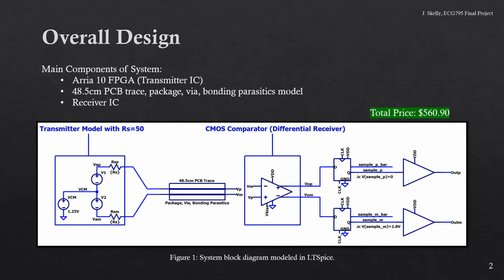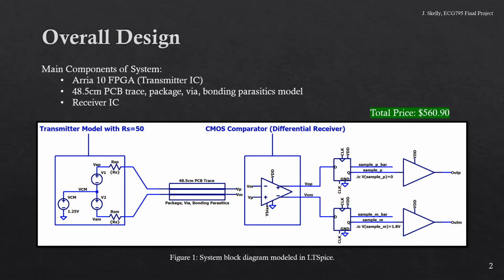Here we have an overview of the design at the block diagram level. There are three main components to the system. The first is the Arria 10 FPGA, which is modeled by the voltage sources found in Figure 1. The second is the worst-case PCB trace, modeled in LTspice with a 48.5 cm long transmission line model, along with IC package, PCB via, and wire bonding parasitics.